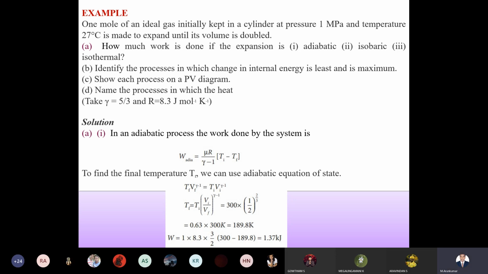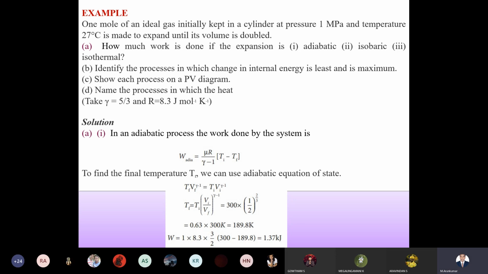And the first question is how much work is done? The expansion is adiabatic. The solution is here. In an adiabatic process, the work done by the system is W adiabatic equal to, you know, the formula mu R by gamma minus 1 into T initial minus T final.